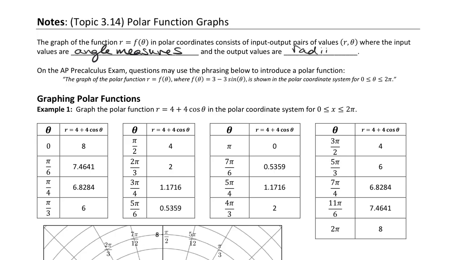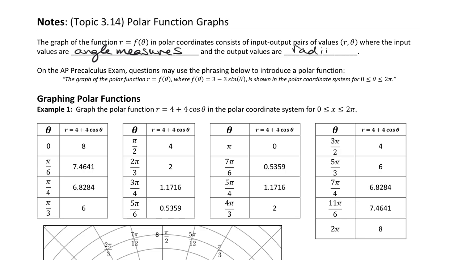On the AP Precalculus exams, questions may use the following phrasing to introduce a polar function. It might say something like, the graph of the polar function r equal to f of theta, where f of theta is equal to 3 minus 3 sine of theta, is shown in the polar coordinate system between 0 and 2 pi. This is an indicator that we're not using x and y coordinates, that you're going to have one of these web-looking graphs with all the circles radiating out from the origin. That's your cue that we're switching into a polar coordinate system as opposed to the xy coordinate system.